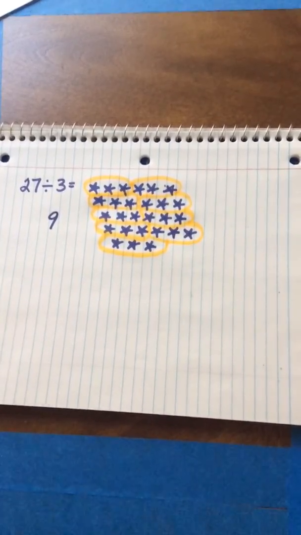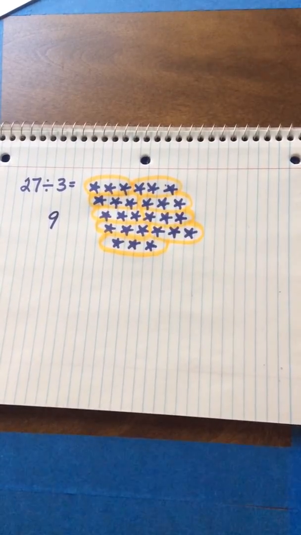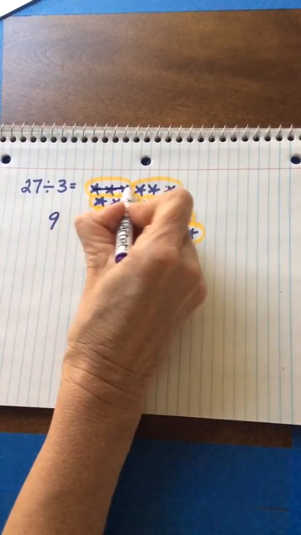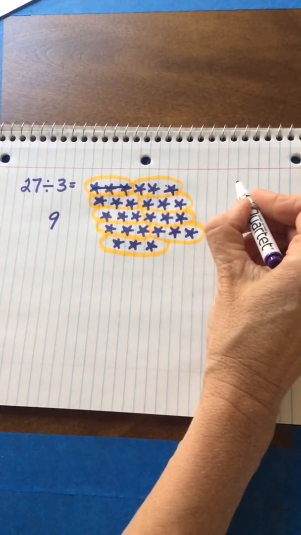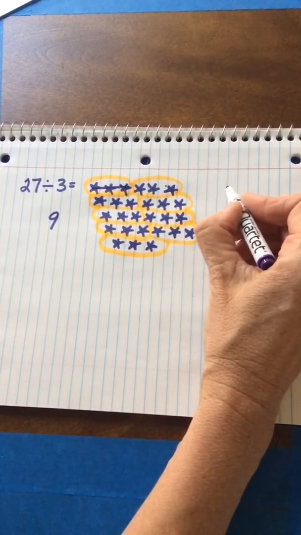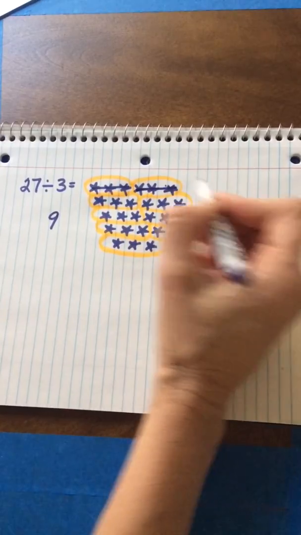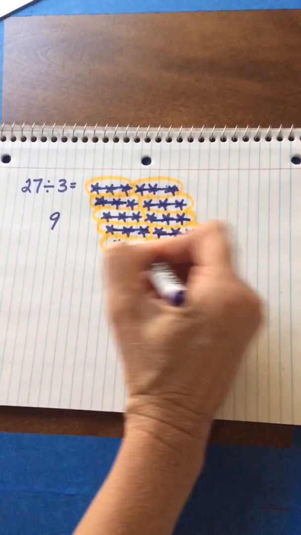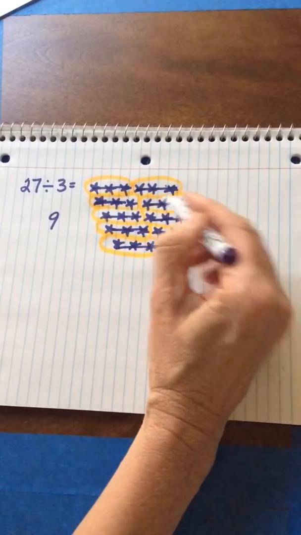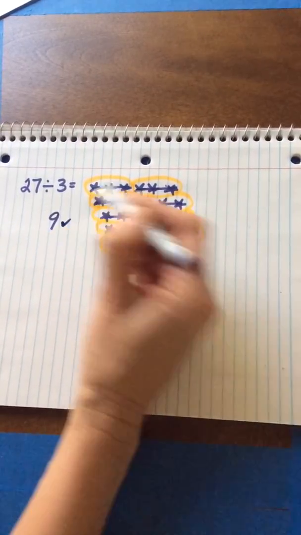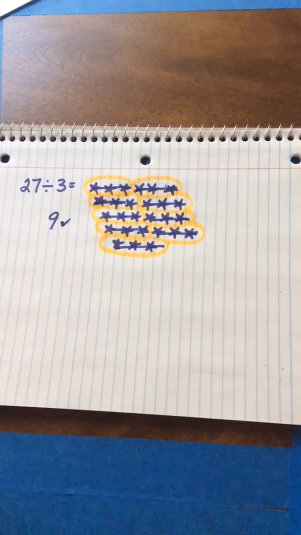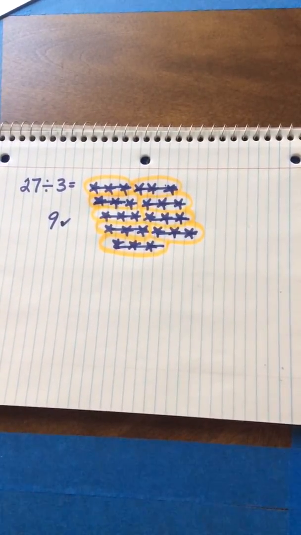Well, by repeated subtraction, what they're saying is we are taking those groups of 3 out. So I subtract 1 group of 3. I subtract 2 groups of 3, 3, 4, 5, 6, 7, 8, 9. I took 3 out 9 times. So that's how they want you to understand that division is like a process of subtraction.